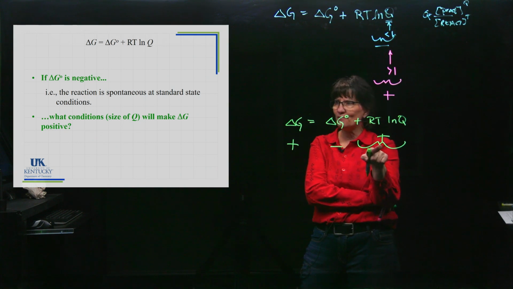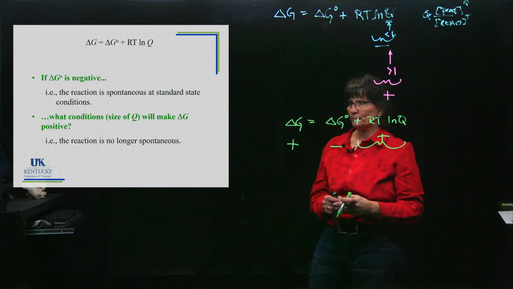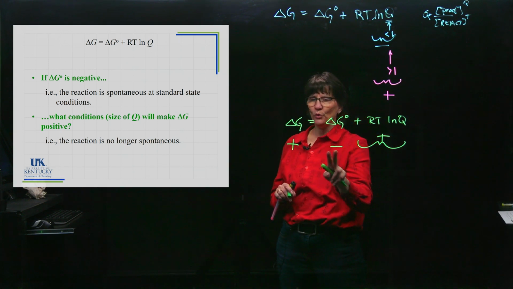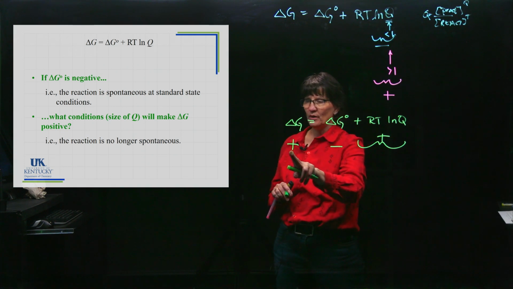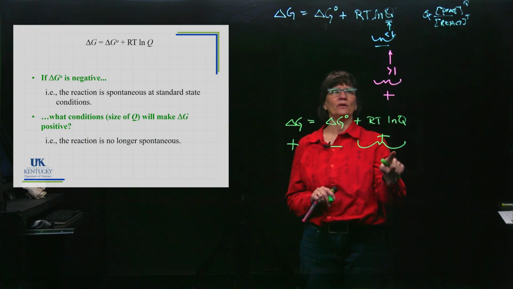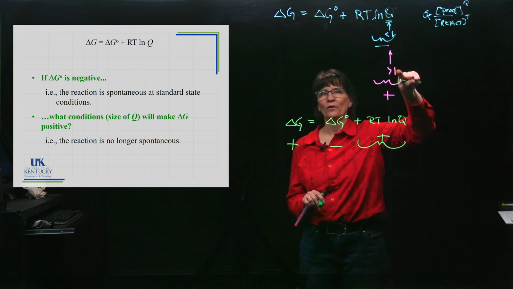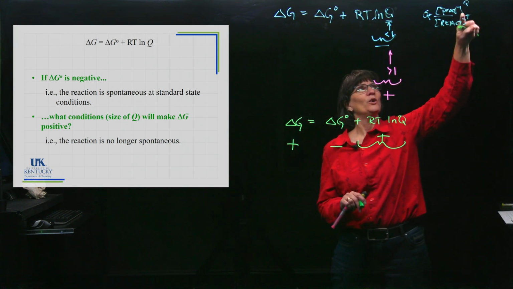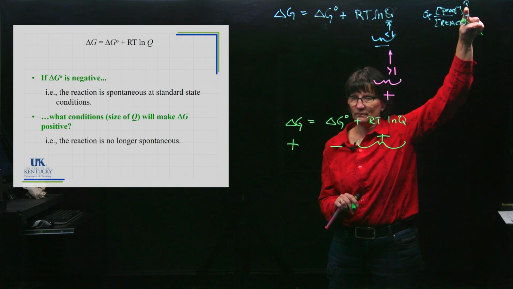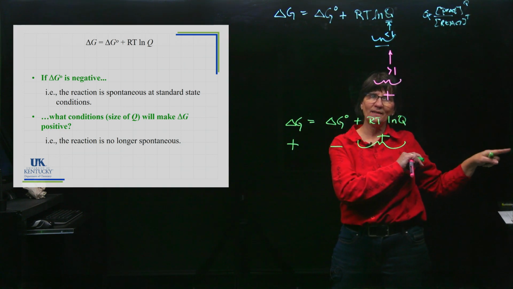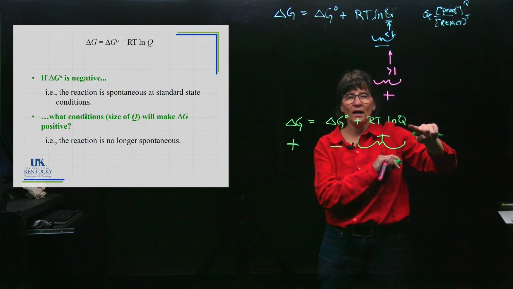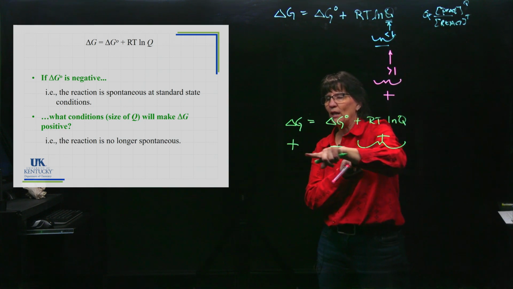Now how do we have a positive value? If delta G is negative, what conditions of Q will make this positive? In other words, make the reaction no longer spontaneous. Well, this term has got to become positive. This term becomes positive when Q is greater than 1. How does Q get greater than 1? You have a lot more products than you have reactants. So if you dump a bunch of products in, you can take a reaction that was running spontaneously this way under standard state conditions. If you dump enough products in, you'll get this term to be big enough so that this whole thing will be bigger than that and it'll become spontaneous.